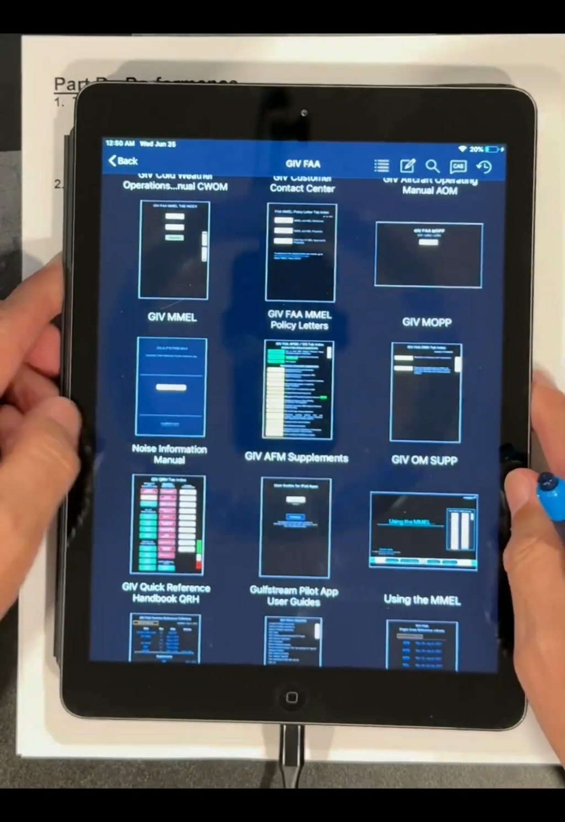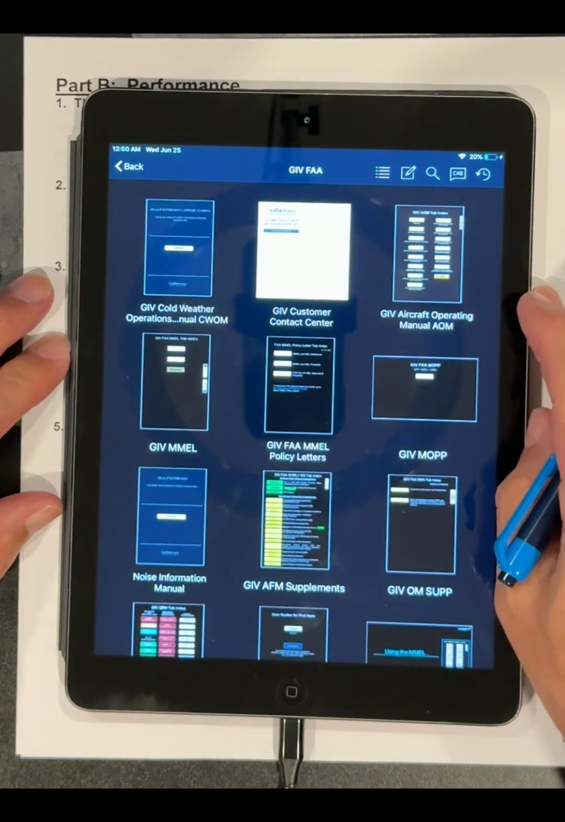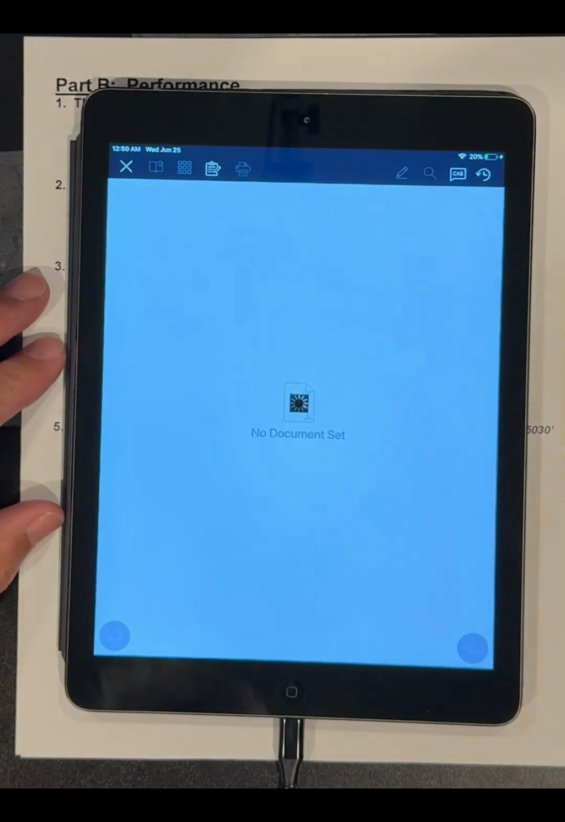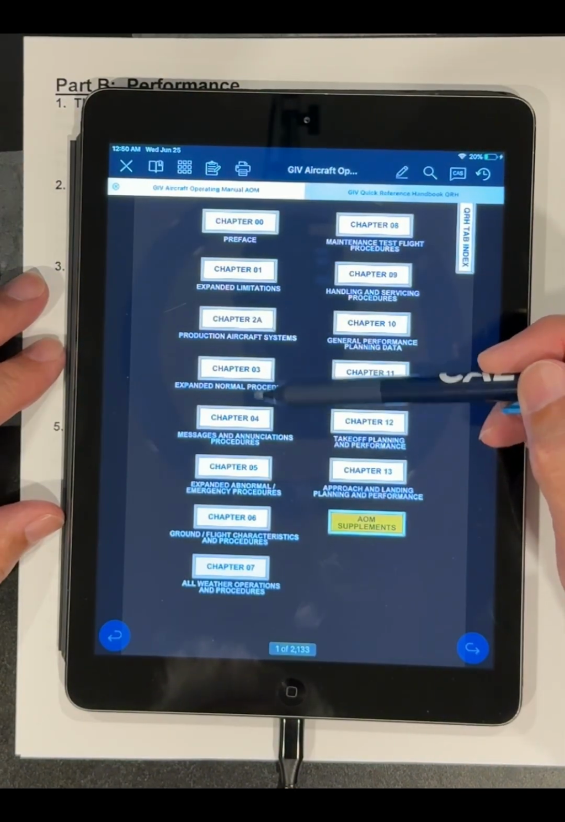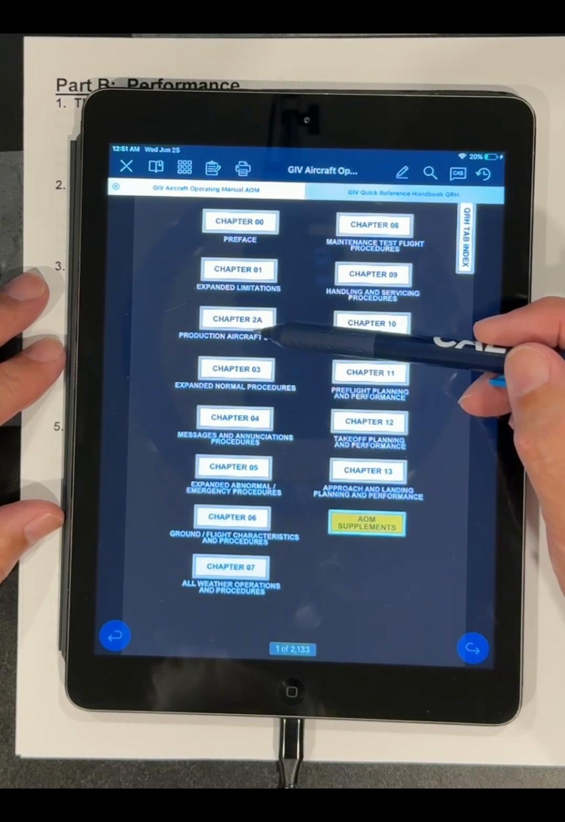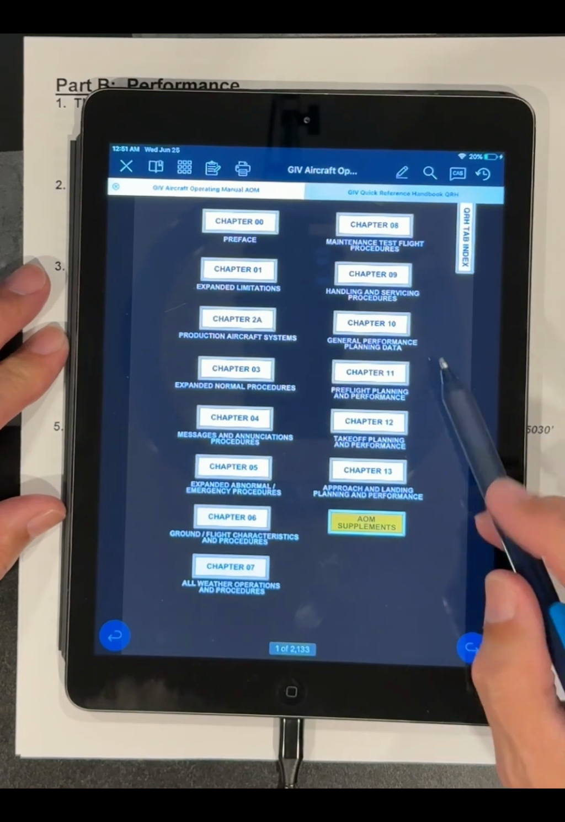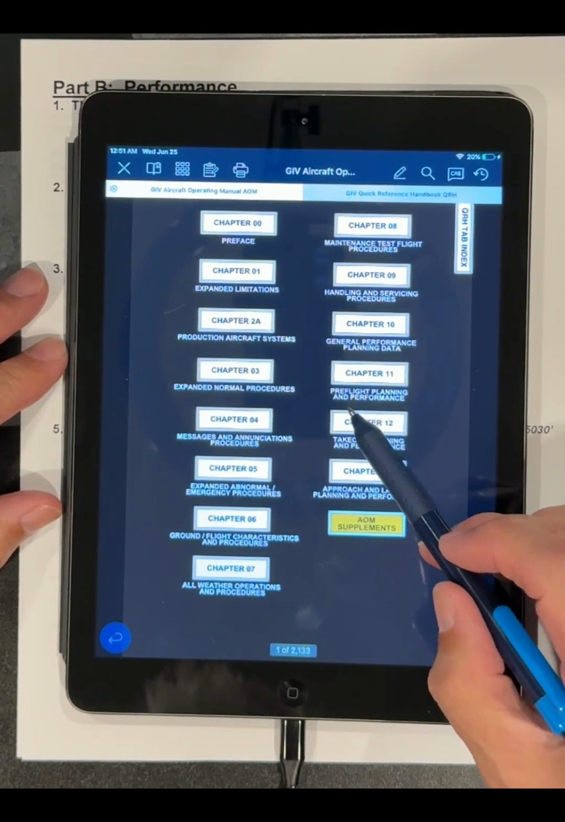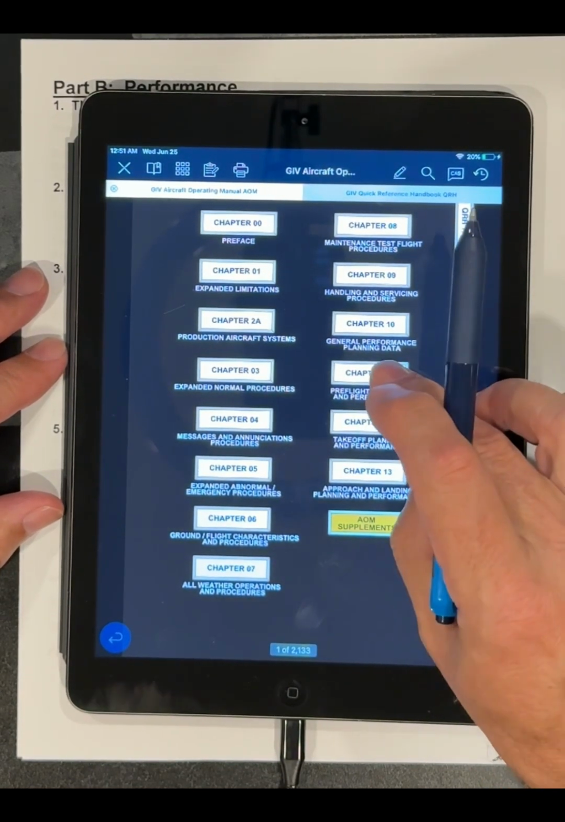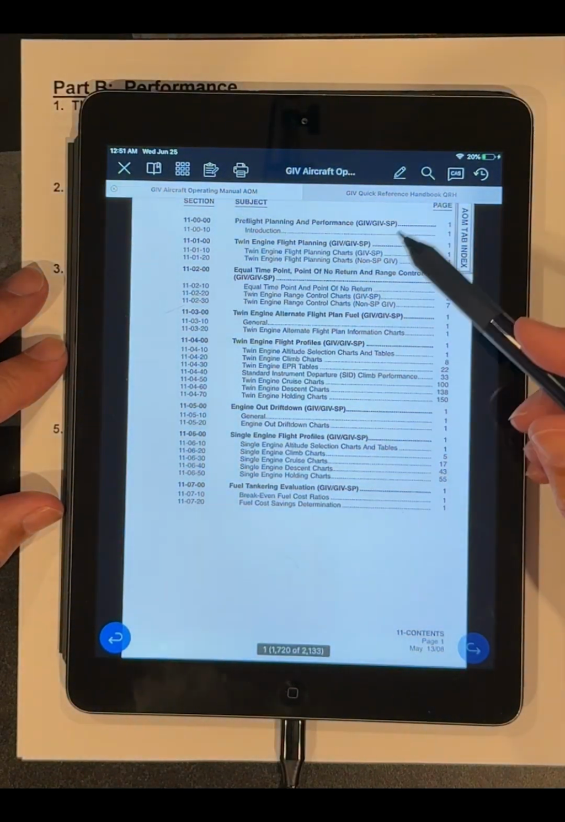Well, I'm going to show you the airplane operating manual. That's the operating manual here, and we have all kinds of different chapters in here. We've got limitations, aircraft systems, obviously a lot of good information in here. But we need to go to chapter 11, which is pre-flight planning and performance. So we're going to open this up, and there's a lot of stuff in here.